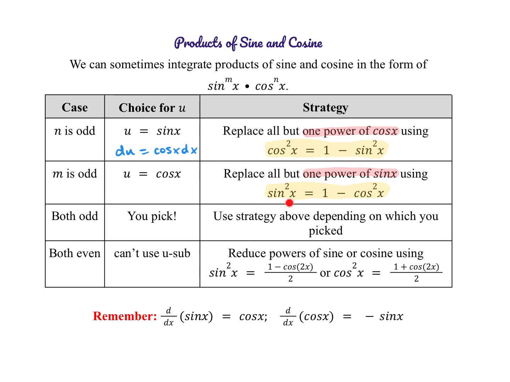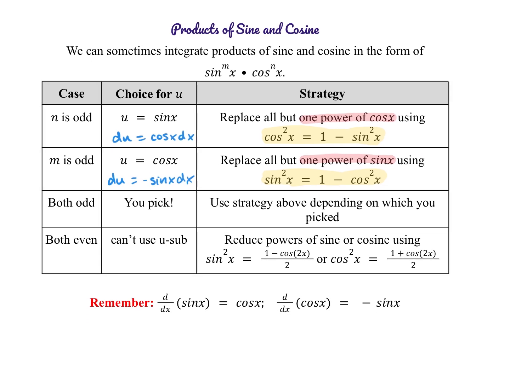So if you rewrite everything in terms of cosine except for that 1 power of sine, and you set u equal to cosine, then when you do your u sub, du is negative sine of x dx. So the power of sine that you left out will substitute out. If both are odd, you can pick either strategy. You can replace all but 1 power of cosine or all but 1 power of sine and substitute appropriately. But if both are even, you actually can't use this strategy. You can't use u sub.